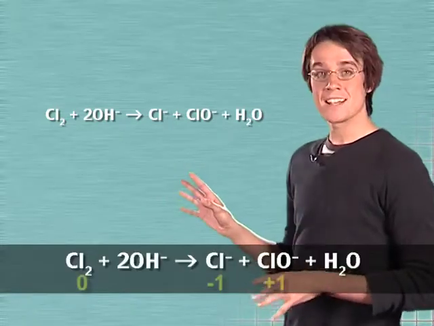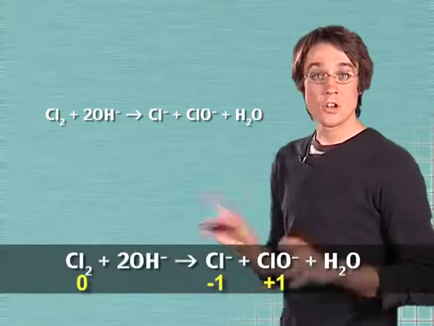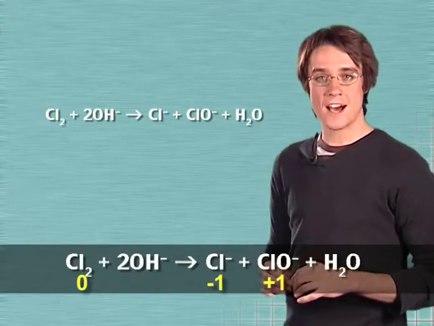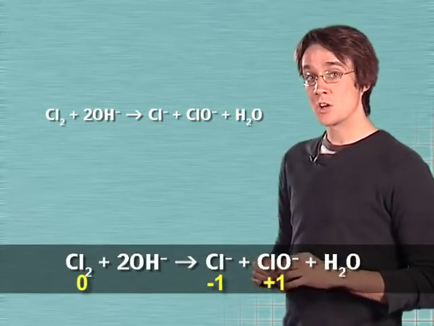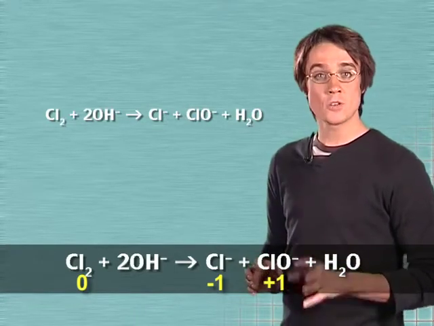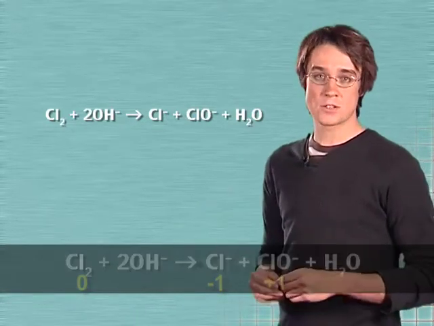Chlorine reacts with alkalis to give 2 salts. Notice that the chlorine disproportionates. The chlorate(I) ion, ClO-, causes bleaching, and the mixture of sodium chloride and sodium chlorate(I) is sold as household bleach.